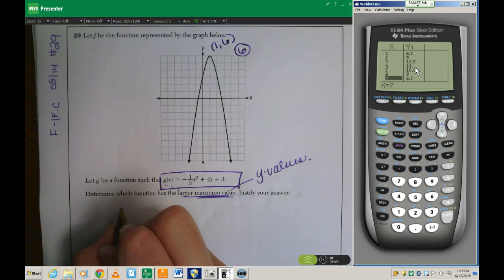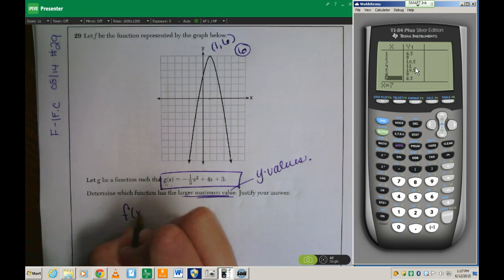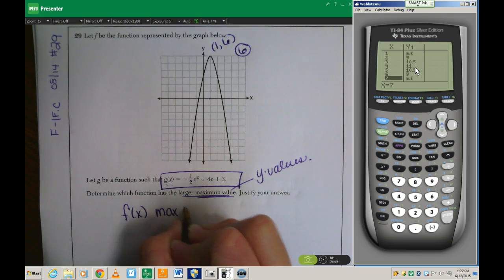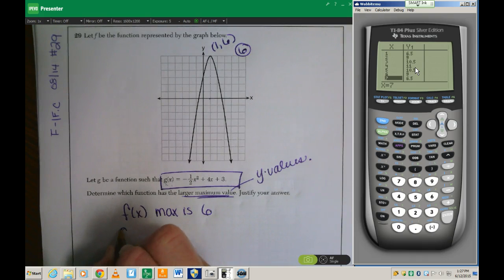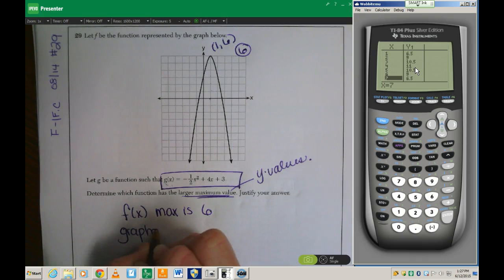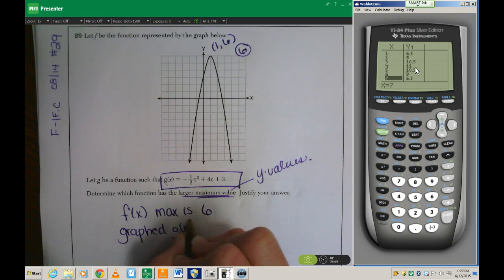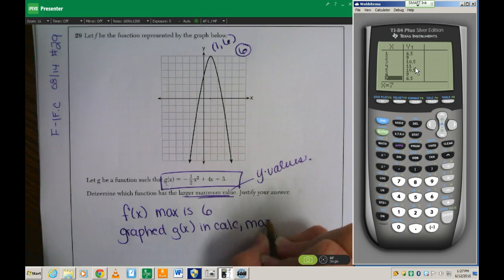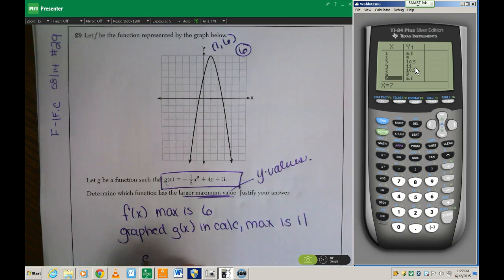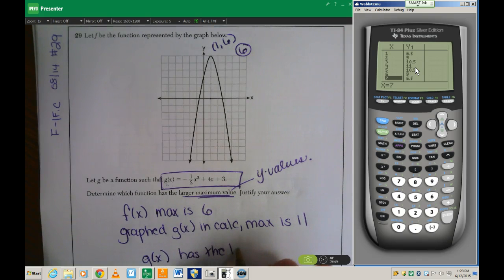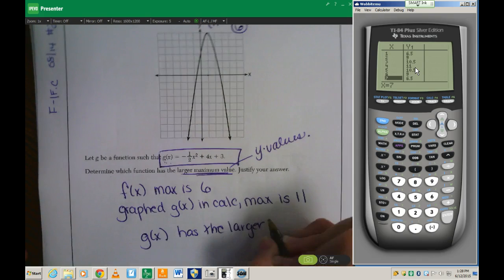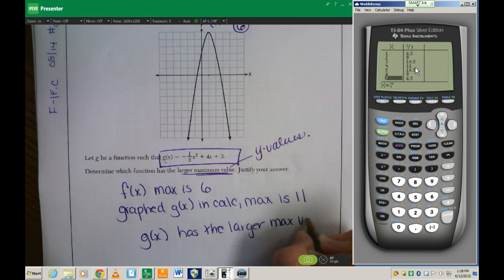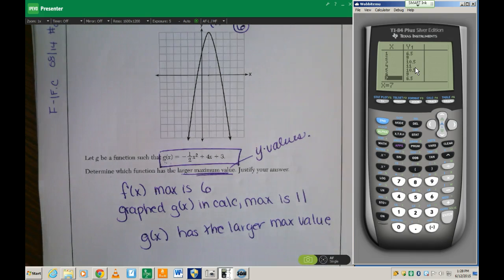So what I would write is f of x max is 6. Graphed g of x in calc. Max is 11. G of x has the larger maximum value. And that's it. Not bad at all. Graphing's pretty easy once you get used to it.